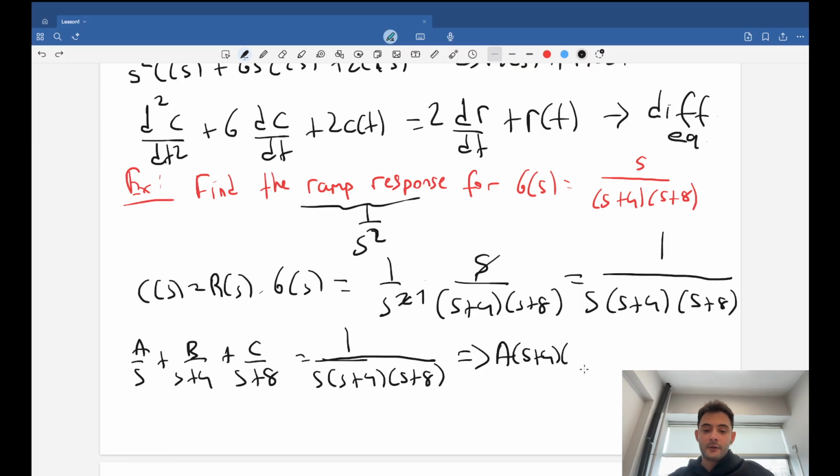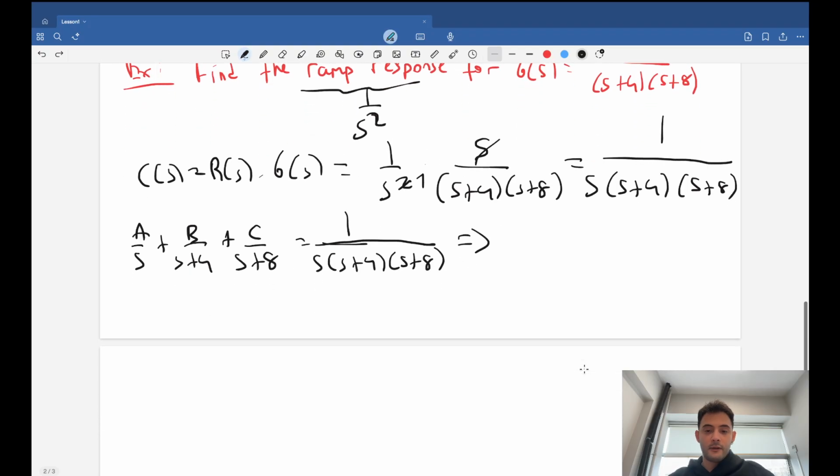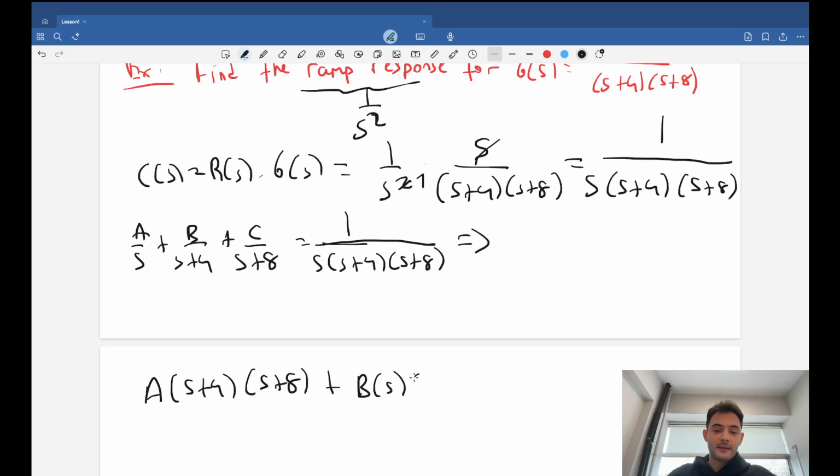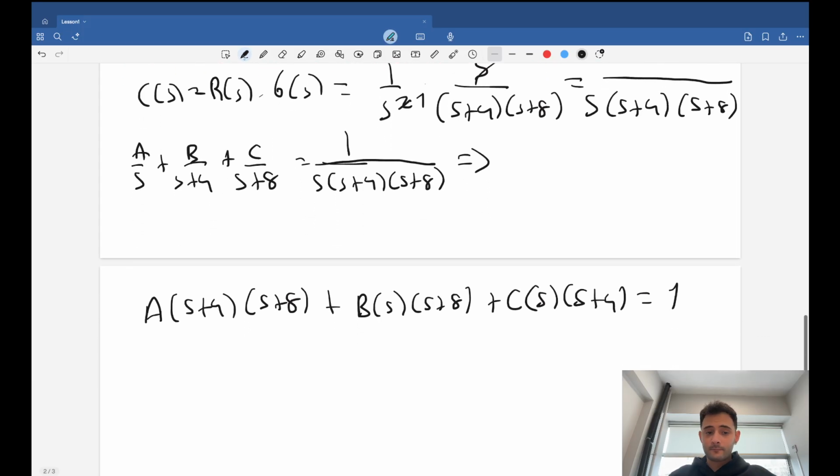Let me write this down on the whole paper, so I need space. A, s plus 4, s plus 8 plus B, s, s plus 8. If you missed out something, please pause the video and try to understand what I'm doing, right? Plus C, s, s plus 4 equals 1. What I did is I just equated the denominators and then the numerators, because if the denominators are the same, the numerators of each side should be the same.